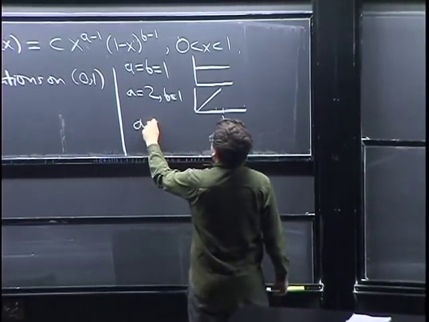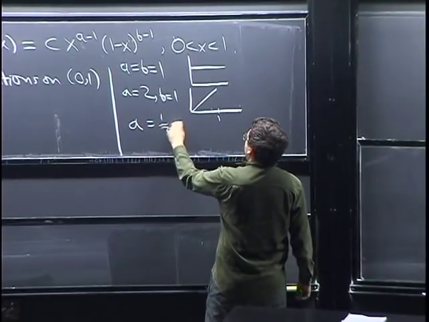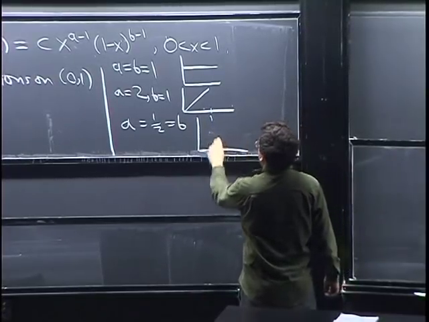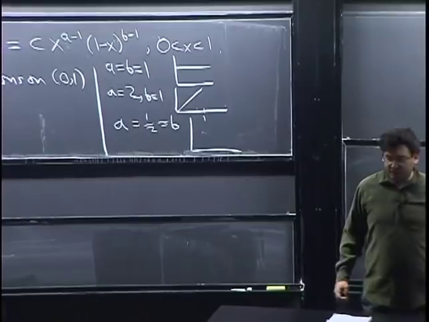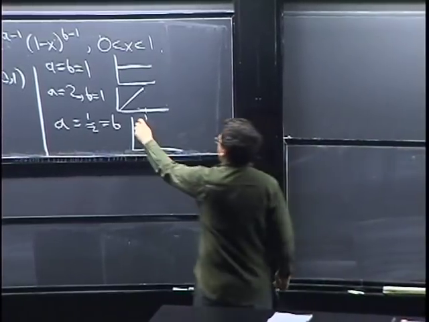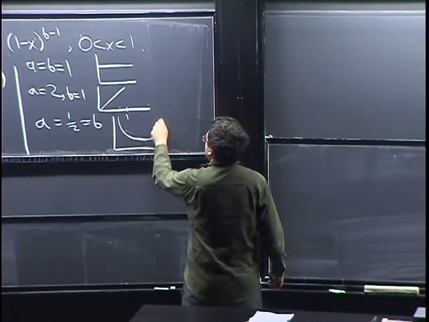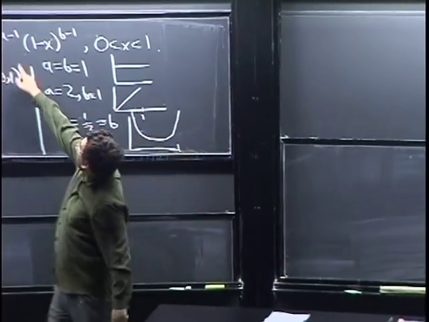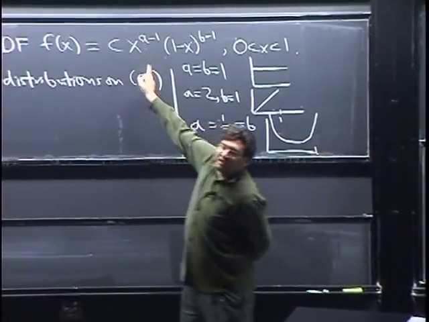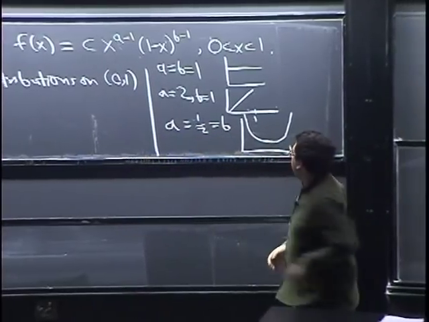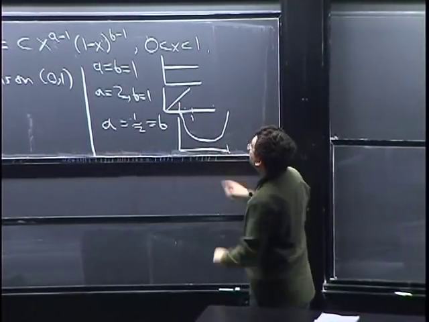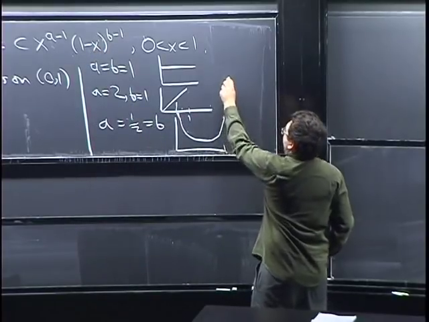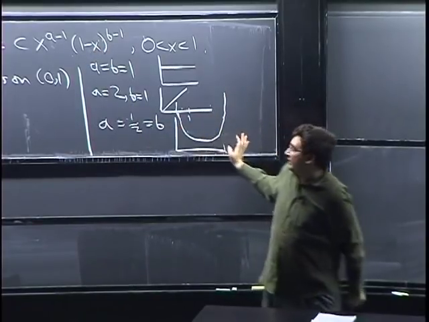More interesting ones: if A equals 1/2 and B equals 1/2, you get something that looks like a U shape, kind of like this. And here's 1. Notice if it's 1/2, that's x to the negative 1/2. So as x approaches 0, it's going to blow up. So this is going up to infinity over here. And as x goes to 1, this term is going to blow up. So it's asymptotic like that. So you can get something like that.